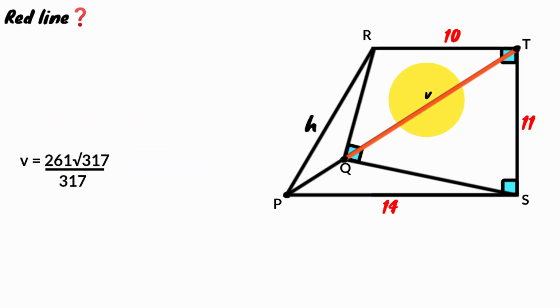That is, the length of this straight line which we are asked to calculate is 261 root 317 all over 317.